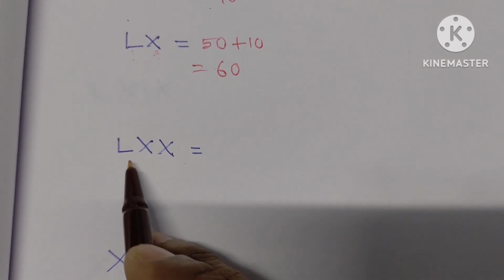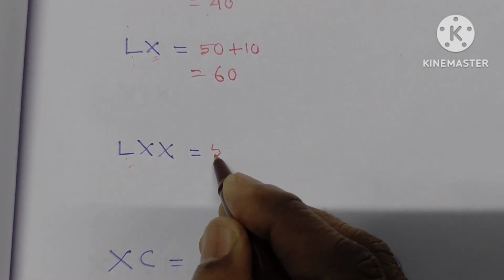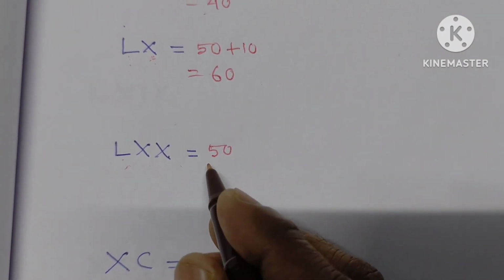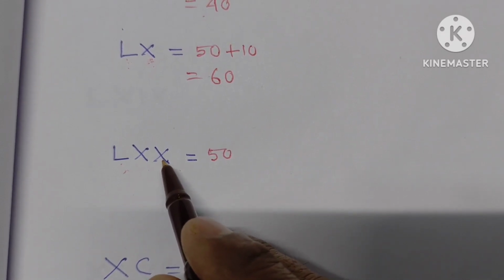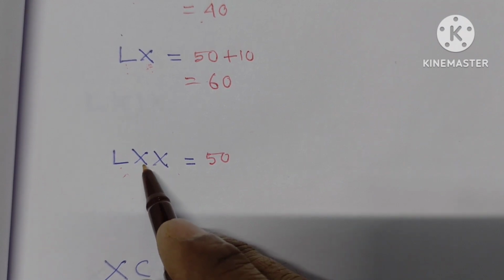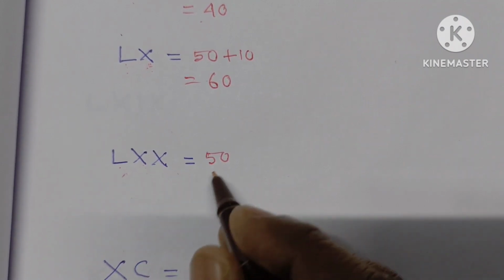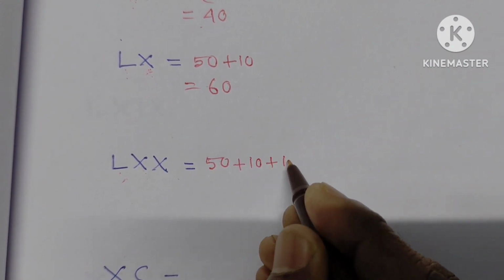In the same way, we know that this one is the larger symbol. L represents 50. We know that every time a symbol is repeated, its value is also added that many times. Here there are two X's, that means 10 plus 10.